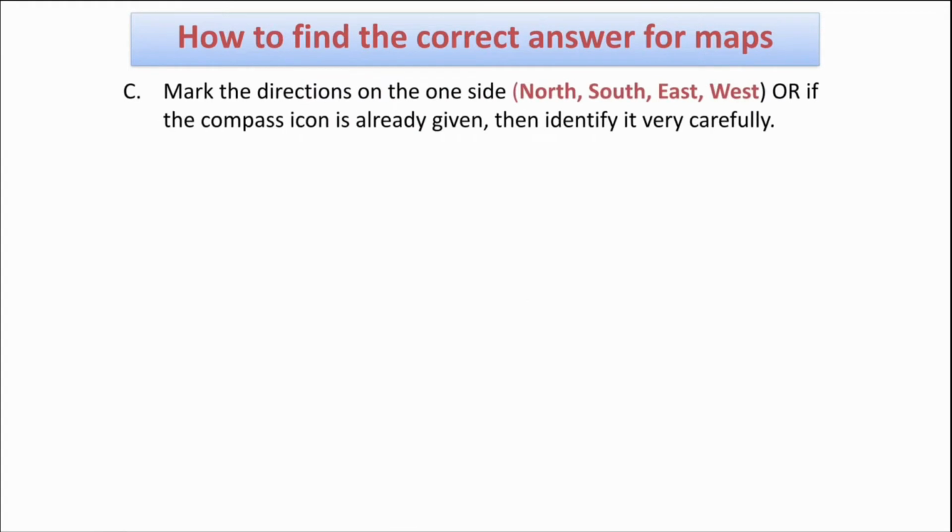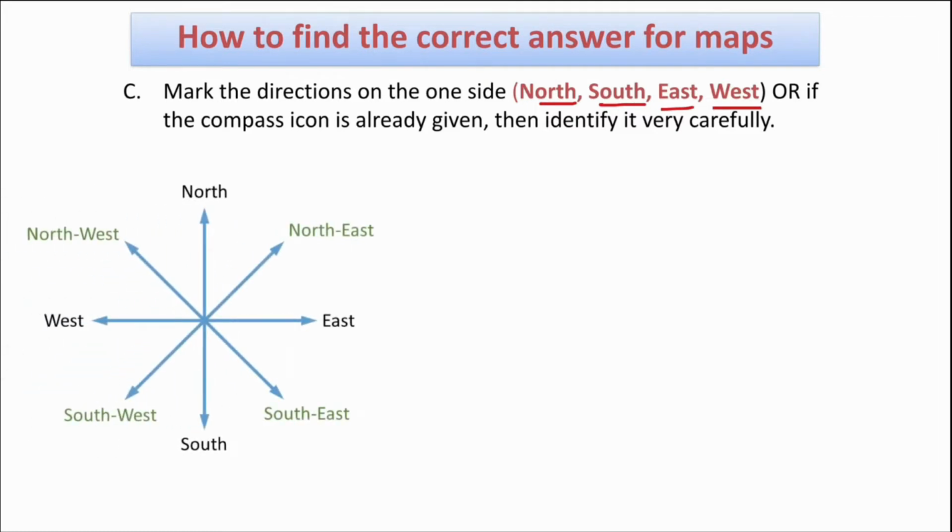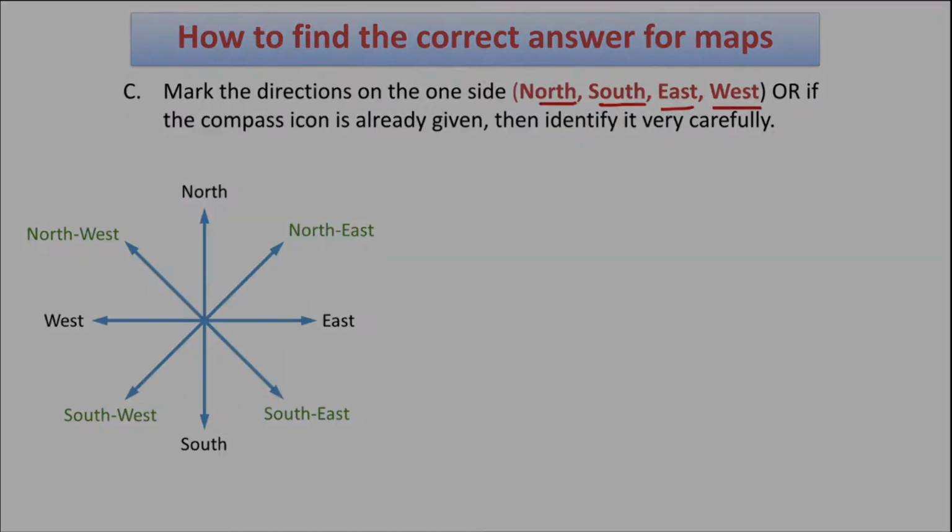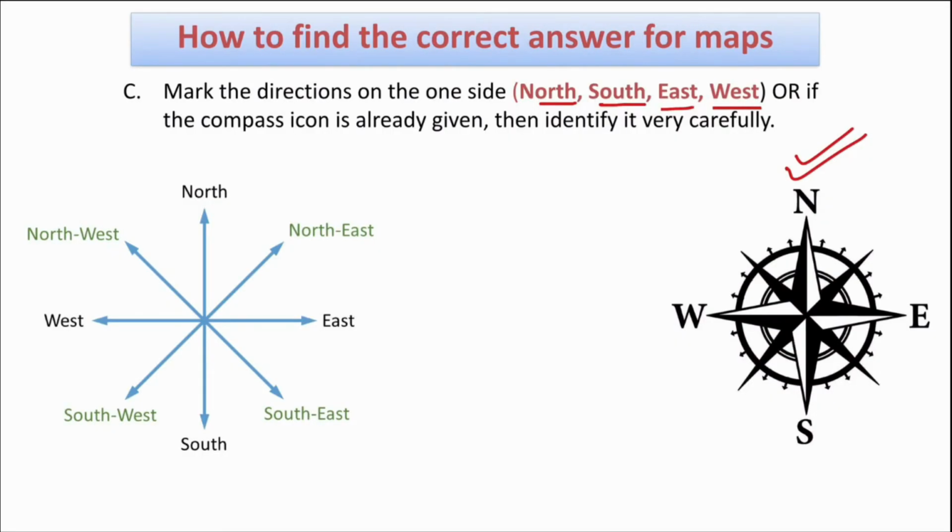The next step in finding the correct answer for map is marking the directions on the one side, that is north, south, east or west. This is how you will mark the directions in rough before starting of the audio. Sometimes you will be given this compass icon in the listening test or in the map finding. Here it is written north, here on the downward side it is written south, and then we have to follow the concept: W means west on the left side and E on the right side.